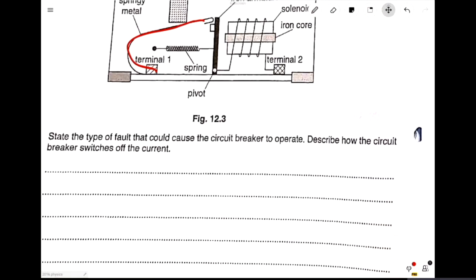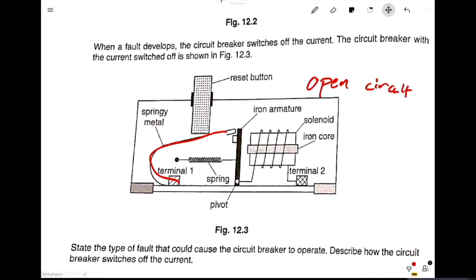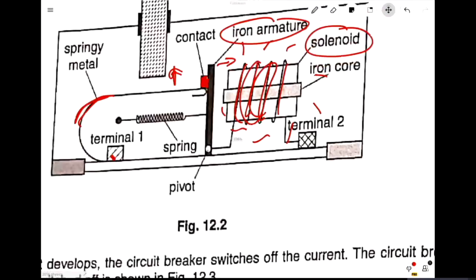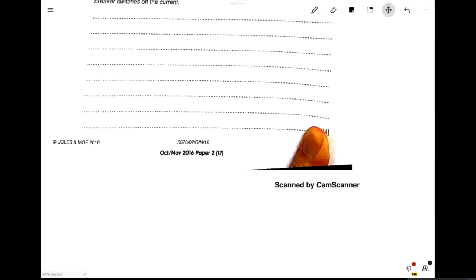You must put it in words. The type of fault that can cause it is too much current. With too much current, this thing becomes magnetized. That's 4 marks for you. Yes, you can pass. That is the last question.